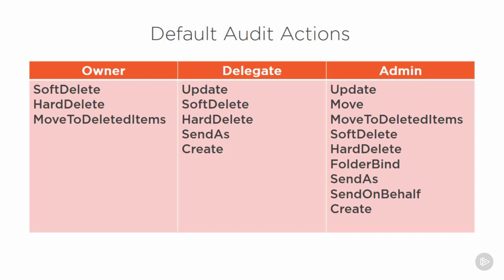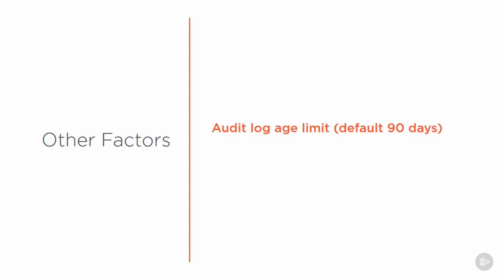Of the three, delegates is the one that could have the biggest impact on the amount of audit logging for a particular mailbox. A large team that shares a very high volume shared mailbox is going to generate a lot more audit logging than a single executive assistant who helps their boss out with managing a calendar. As far as other factors go, the audit log age limit controls how long the audit log data is retained for.